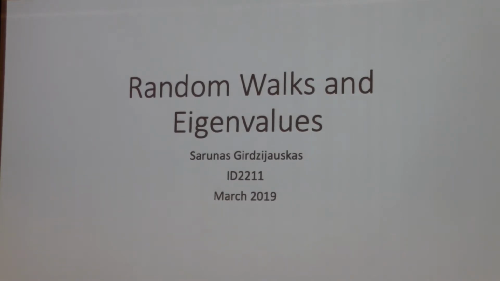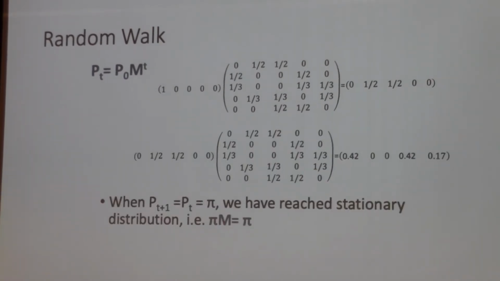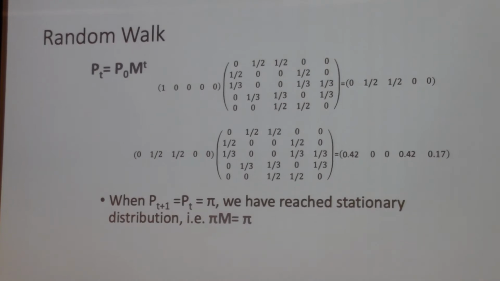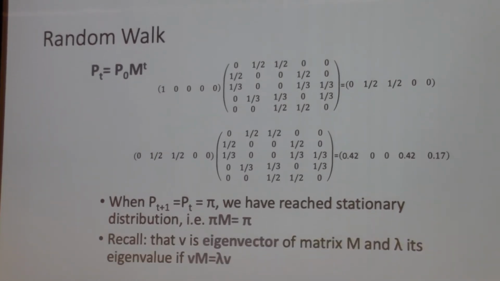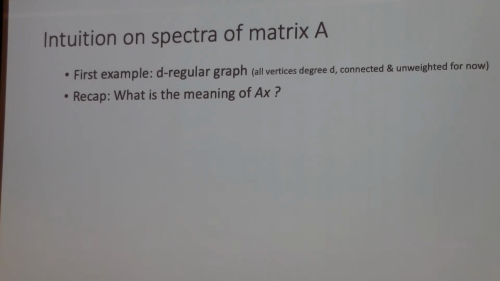Okay, so let's go on now. Let's start studying these eigenvalues. Remember, this is what we reached. Pi times M is equal to pi. And we have the eigenvector v and eigenvalue lambda equal to 1. There is something called the spectrum of a matrix, which is basically the set of all eigenvalues, because usually there's a bunch of them. So here, let me just show you an example.